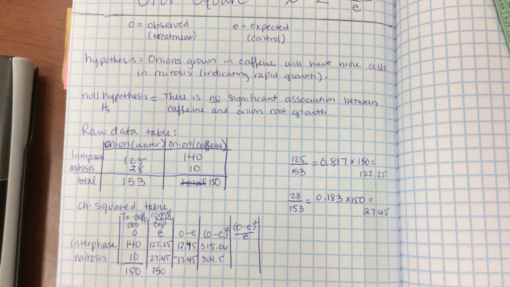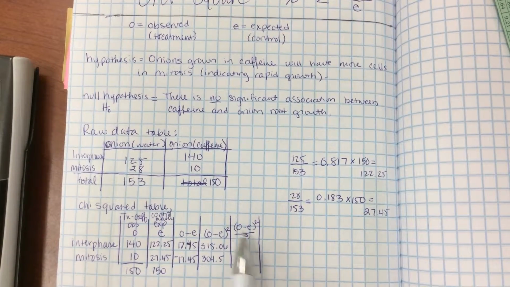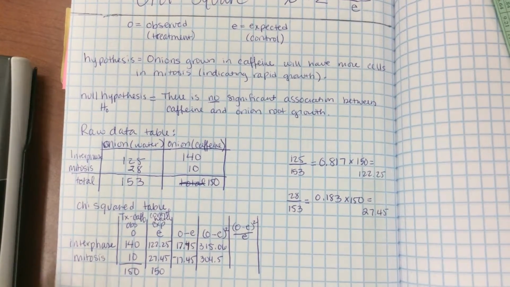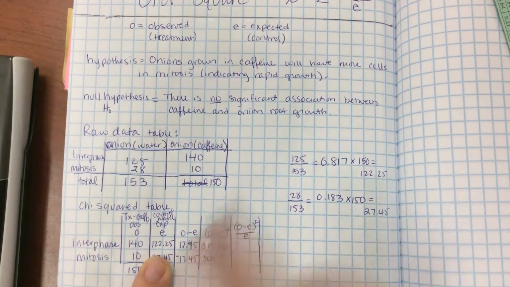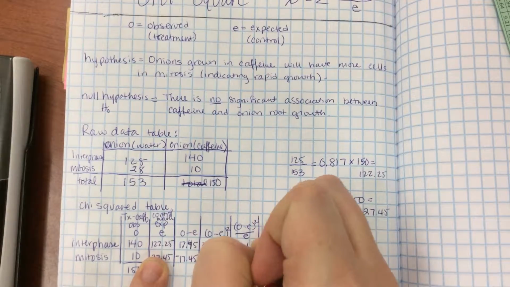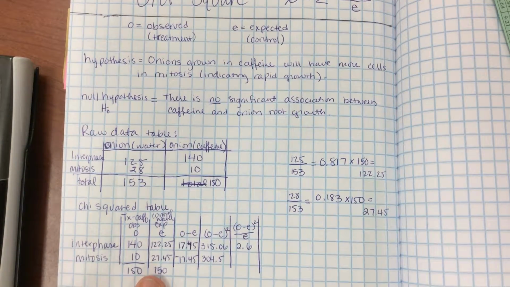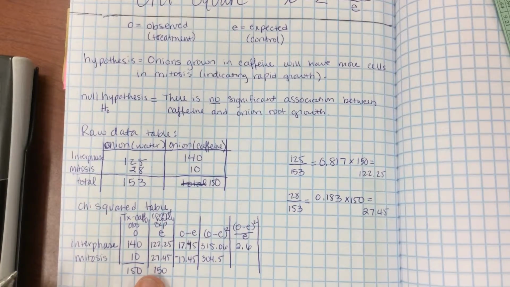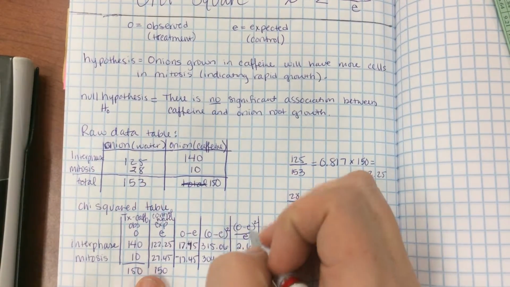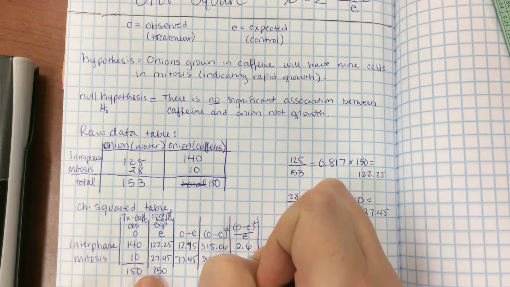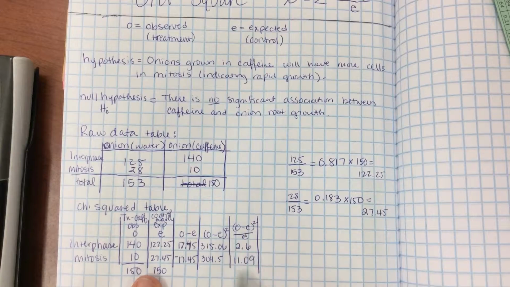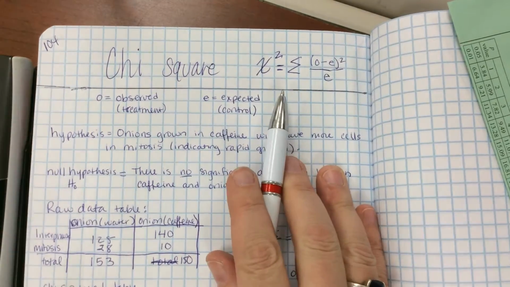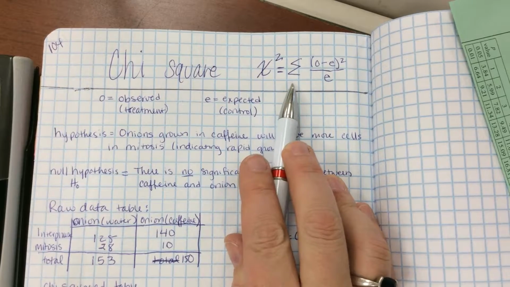304.5. And so now I'm going to take each of these numbers, because I have the O minus E squared, and I'm going to divide by the E. So I'm going to take 315.06, and I'm going to divide by the E right here, 122.25, and that's going to give me 2.6. And then I'm going to do 304.5 divided by 27.45, and that's going to give me 11.09. And now I've dealt with everything in my formula that's up here except for this sigma.